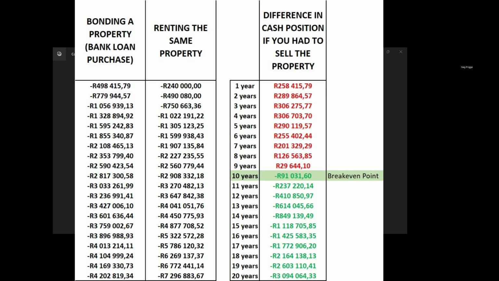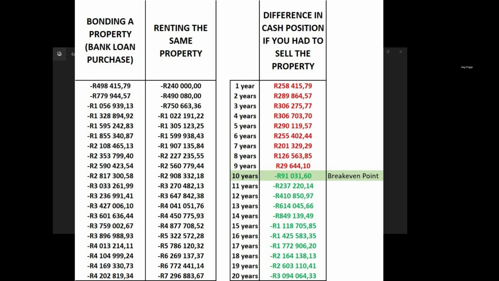On the right hand side, you can see the difference in cash position if you had to sell the property. So year one, you are 258 out of pocket, more than when renting. As you can see, it increases in the beginning, then it decreases slightly. And in year 10, it starts making sense to have purchased the property with a bond. Then it gets better on the property scenario. And by year 20, you've been out of pocket 7.2 million if you had rented, and you are out of pocket 4.2 million if you had purchased.